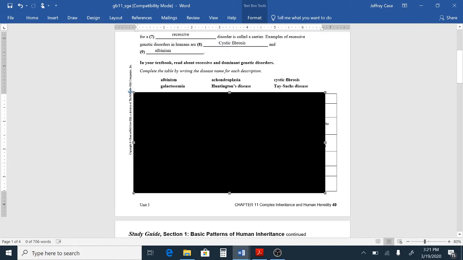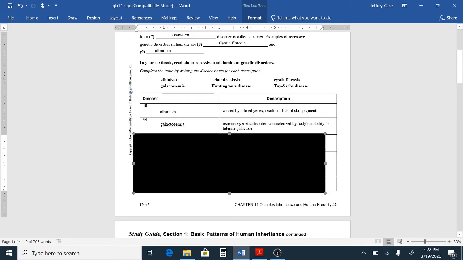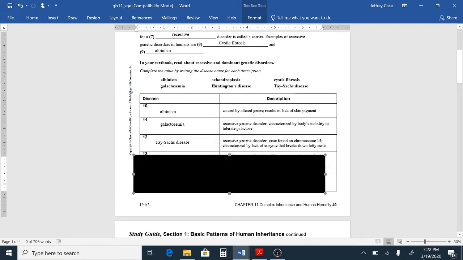Okay, next up, we had a table of different genetic disorders. So let's go ahead and start with the first one, number 10, caused by altered genes, results in lack of skin pigment. That's albinism. Number 11, recessive genetic disorder characterized by body's inability to tolerate galactose. That's galactosemia. Recessive genetic disorder, gene found on chromosome 15, characterized by lack of enzyme that breaks down fatty acids. That's Tay-Sachs disease.